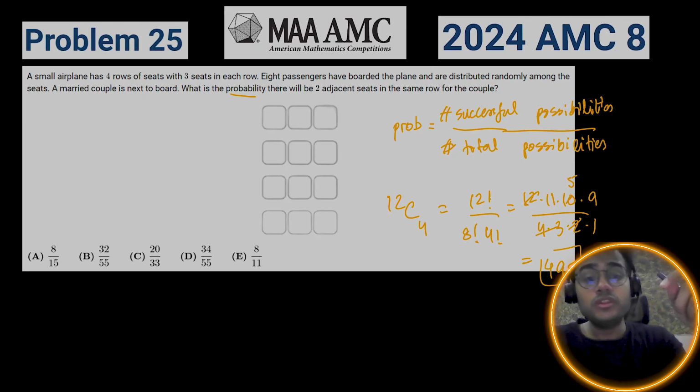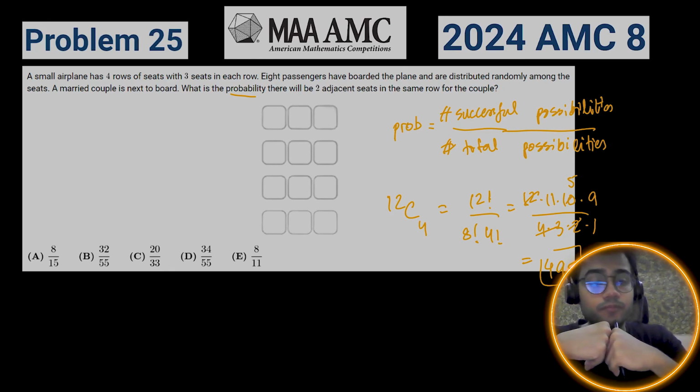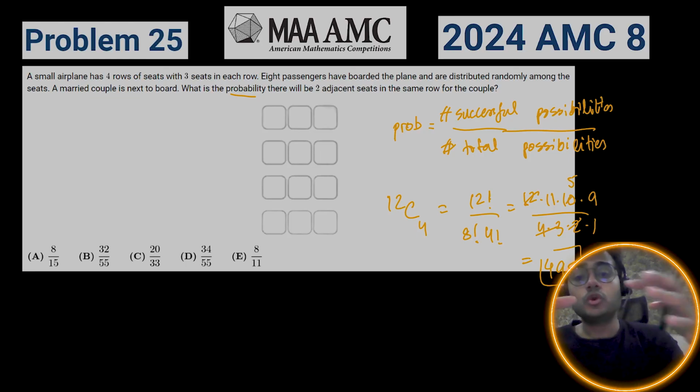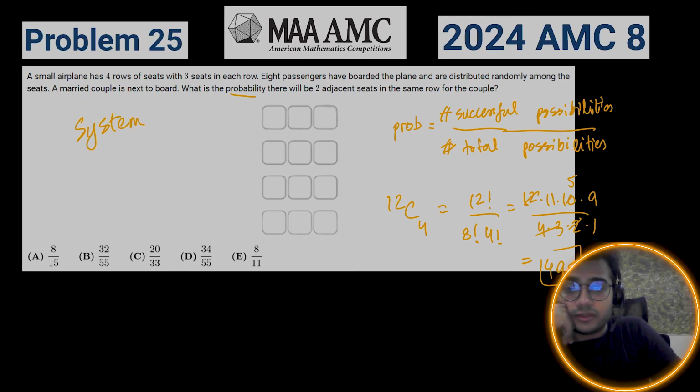Now, within those possibilities, how many will be successful? Those will be the possibilities in which we will be able to have adjacent seats. So let's go through them systematically. We're going to count that using systematic counting. Again, the same idea, systematic counting. Okay, so let's go through them one by one.